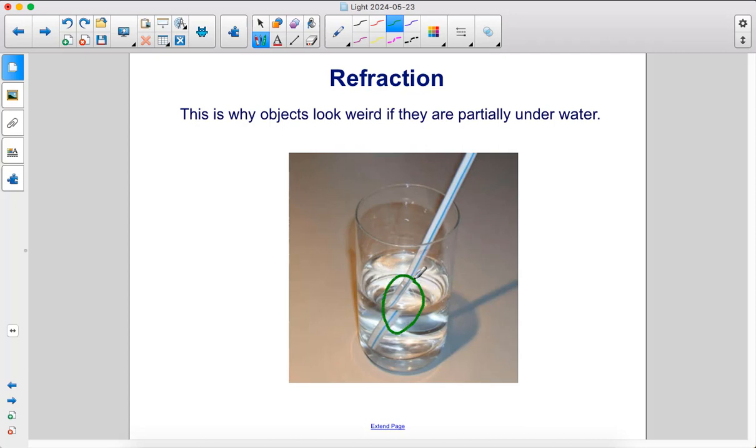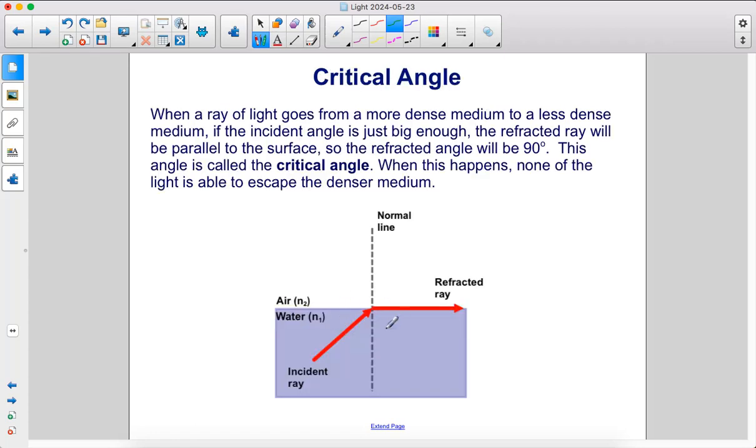So see how the straw looks broken? This is due to refraction. When a ray of light goes from a more dense medium to a less dense medium, if the incident angle here is just big enough, the refracted ray will be parallel to the surface. So the refracted angle will be 90 degrees, right here. This angle of incidence here is called the critical angle.